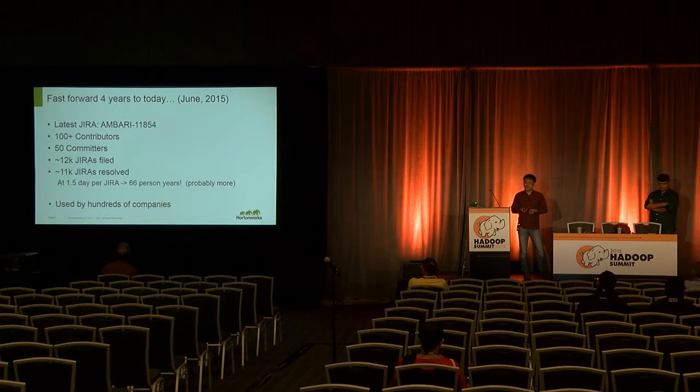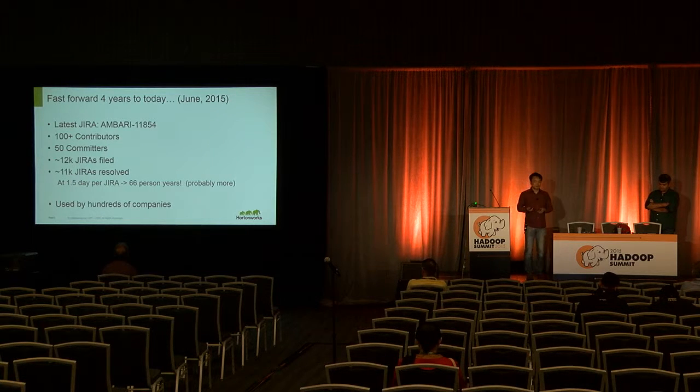And fast forward to today, June 2015. We're up to the 11,000 range in JIRAs. That's a lot of issues that were resolved and also new features added. And we currently have 100 plus contributors. That's not an exact count. I think it's a lot more than that. But we right now have 50 committers. And most of these committers are very active and writing code, reviewing code, and committing code on a daily basis.